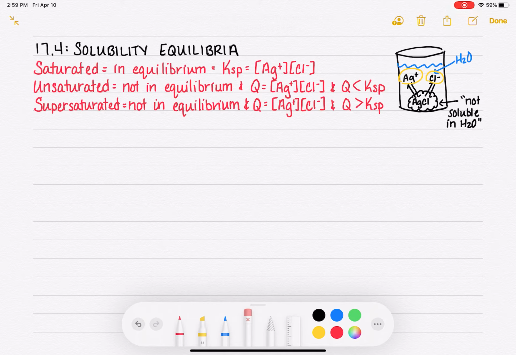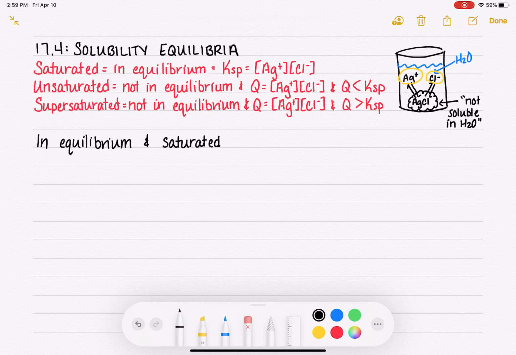So what we're going to be doing from here on out is actually numerically calculating the solubility of solutions that are in equilibrium and therefore saturated. In equilibrium, which also means that the solution is saturated.